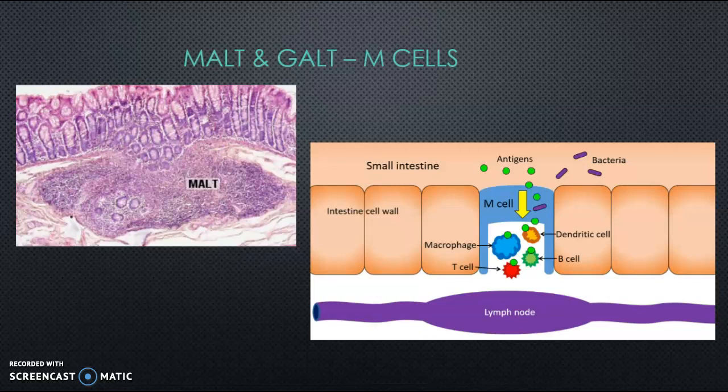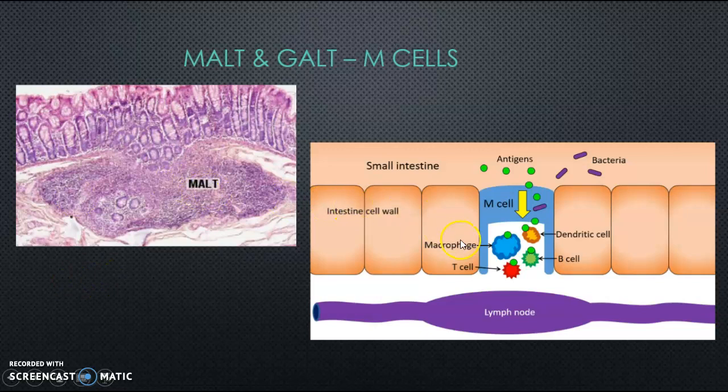GALT is a component of MALT. This stands for gut-associated lymphoid tissue. This is intestinal epithelium. This functions to protect the body from invasion in the gut. This is done by strong immune cells such as T and lymphoid cells.